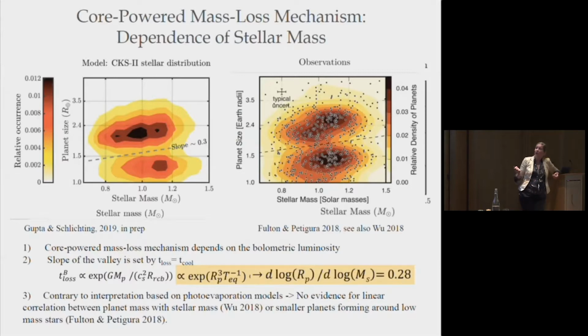And so when this data was interpreted by Yanxun Wu using photoevaporation models to get this trend, she suggested that the underlying planet mass distribution needs to have a positive linear correlation with the stellar host mass to get this positive trend. For us, we have the same underlying planet mass distribution, independent of stellar host mass, because we get this trend, if you wish, by default, just from the bolometric luminosity. So that's one way where there are quite different predictions between these two mechanisms.